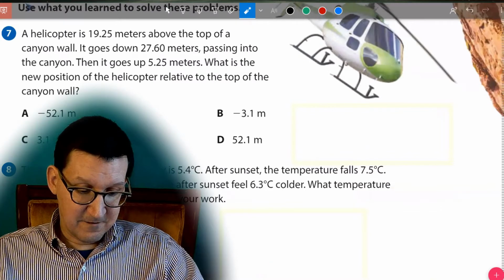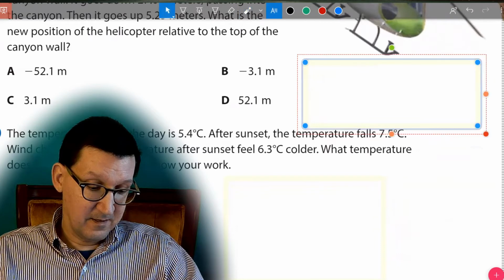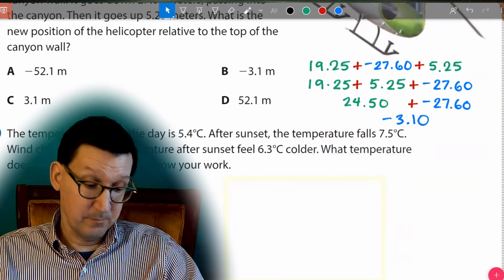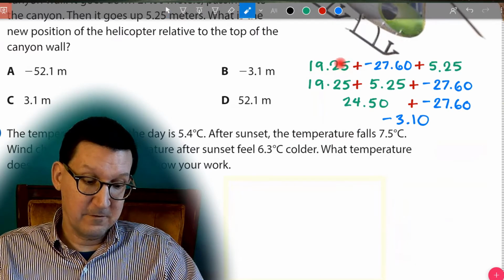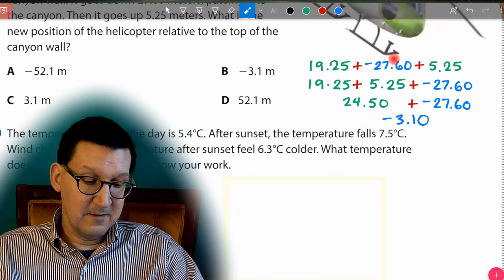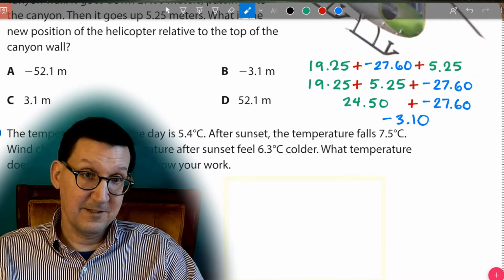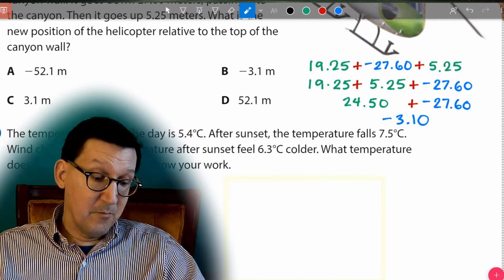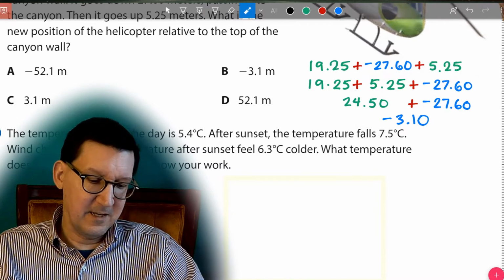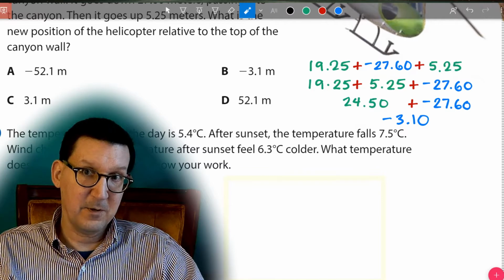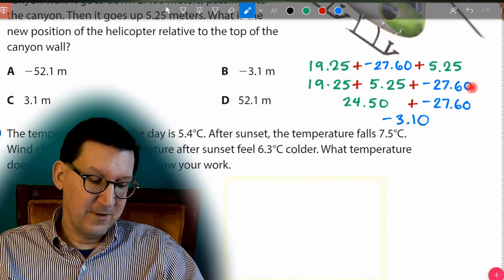So we can solve that by just looking at the numbers and doing what it basically tells us to do. And as you can see, here's what it starts off with. We're starting off at 19.25 above, right? We go down 27.6 and then back up 5.25, right? That's just what the word problem told us. But let's move some stuff around to make it easier. Let's take that 5.25 down at the end and move it over next to our 19.25. That way we have 2 positive numbers together. We can add those. So we'll add those first. And then we'll subtract out that 27.6.